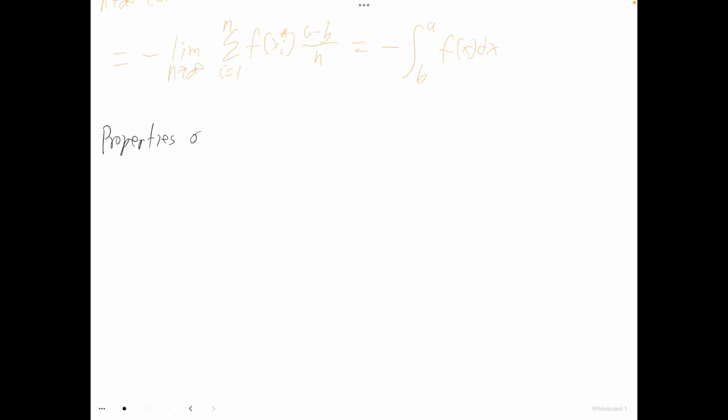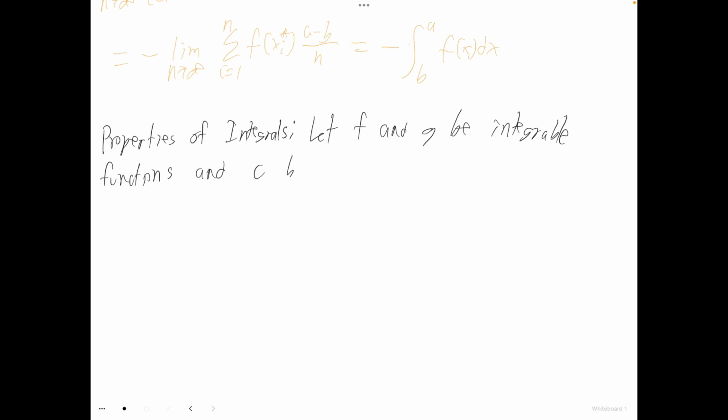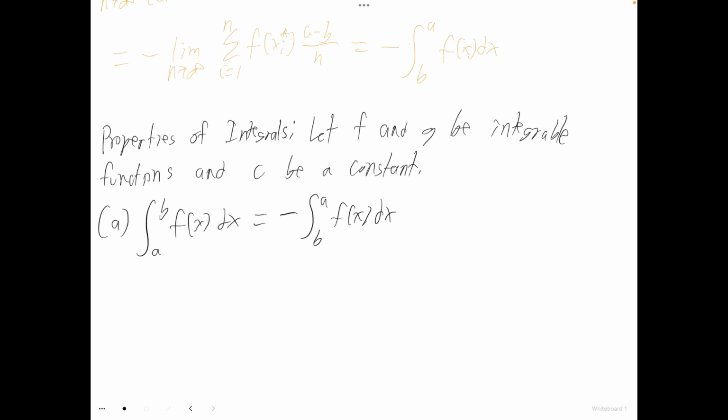So we have properties of integrals. And so we're going to let f and g be integrable functions and c be a constant. Okay, so the first of these we already did. The integral from a to b of f of x dx equals the negative integral from b to a of f of x dx. We just justified that a second ago.